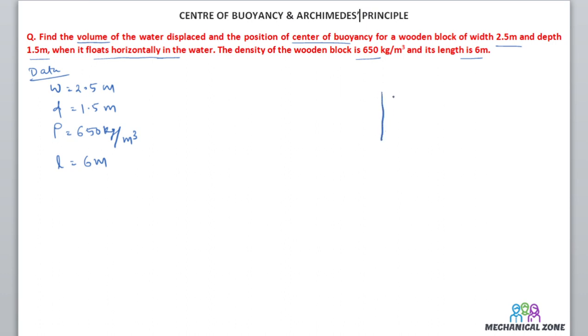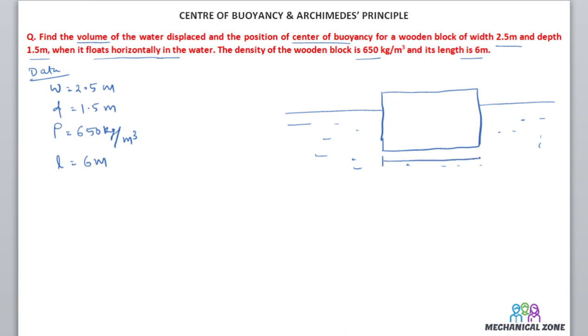So let us draw a figure with reference to the question. So this is the wooden block. As it is floating, that means some part is outside the water and some part is inside the water. So this is the free surface of the water. That means this part is the water and the wooden block is floating like this.